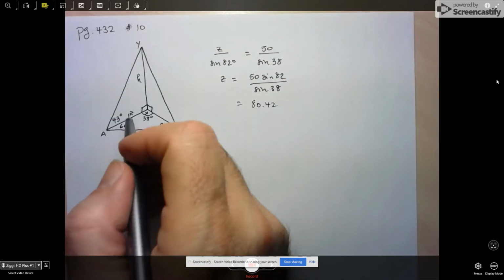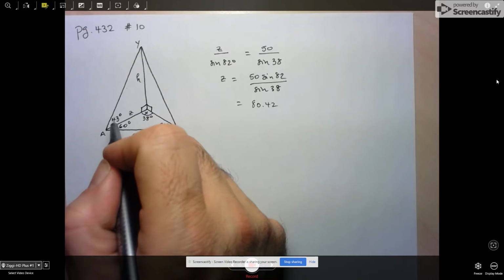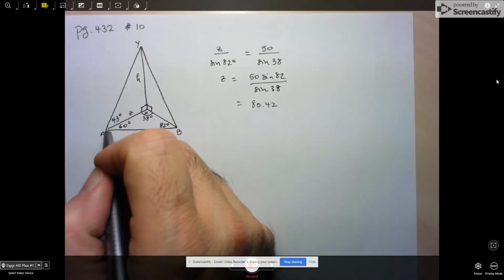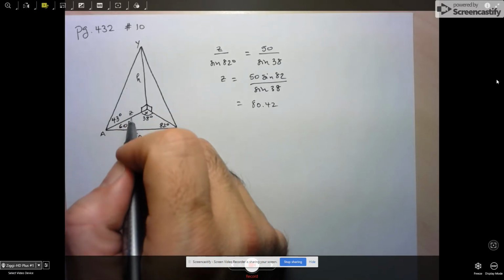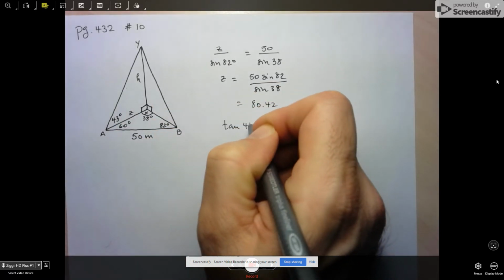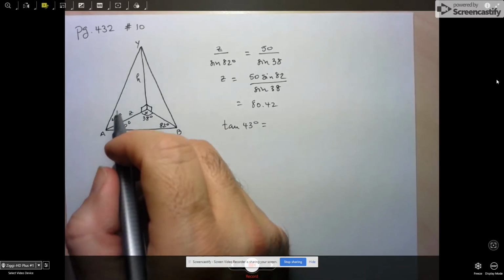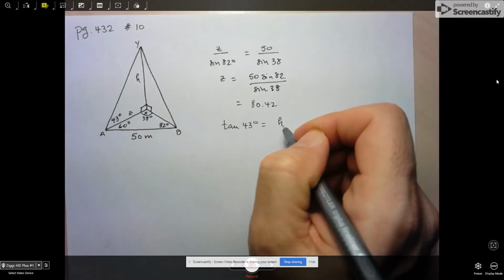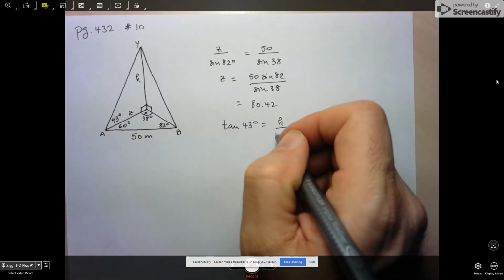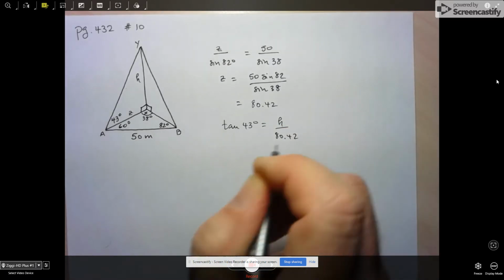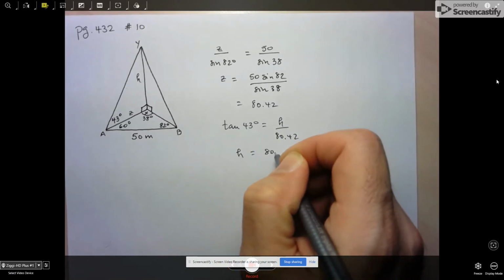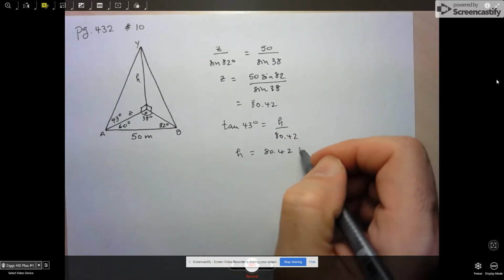All right, and so now that I have this side length here and I have the angle, I can work with the right angle triangle to find h. So I'm looking for the opposite, and I know the adjacent, so I'm going to use tangent. So tangent of 43 degrees is equal to the opposite, which is h, the thing I'm looking for, divided by the adjacent, which is the thing I just found. So 80.42. And again, that's nice and easy. Just multiply the 80.42 to the other side.